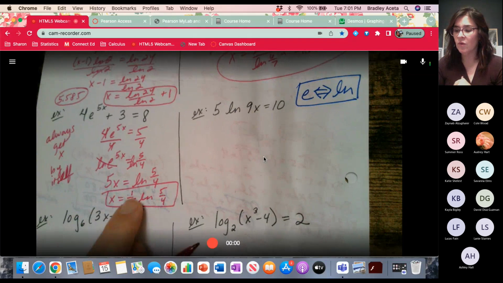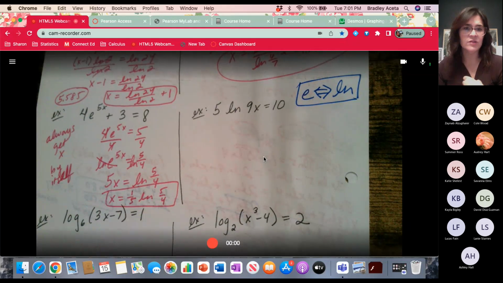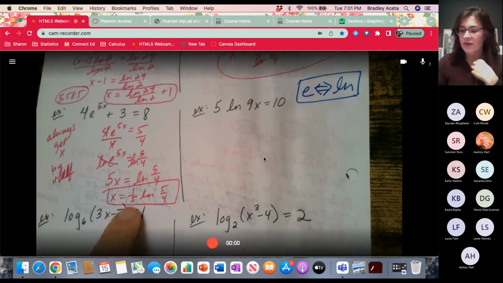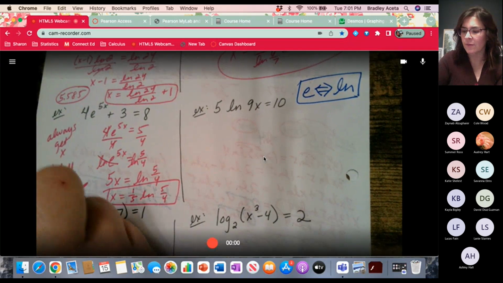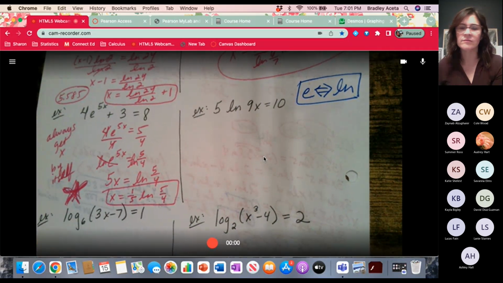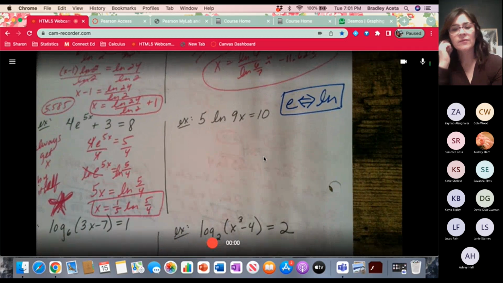Like if this was a 2, it'd be 1/2. If this was a 3, 1/3. Because when you divide by 3, it's like multiplying by a third. And this is how they want it written. Okay, so just a little note right there. A little star. All right, what about this one?